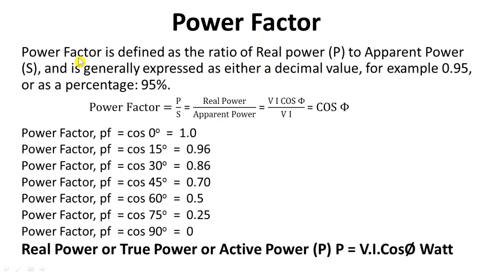See, first the definition of power factor. It is defined as the ratio of real power, which is indicated by P, to apparent power, which is indicated by S, and it is generally expressed in decimal values, that is 0.95, or in percentage, like if it is 0.95 it means 95%.